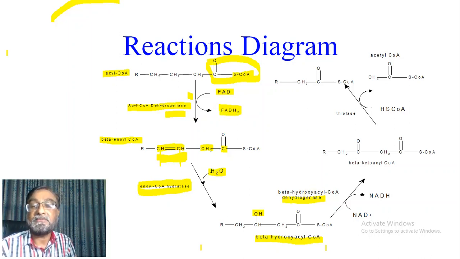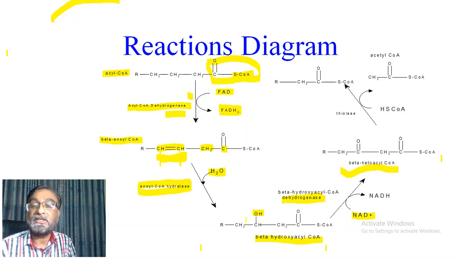At this stage, where this dehydrogenase is involved, NAD is converted into NADH2, and this NADH2 is equal to 3 ATPs, right? So beta hydroxy acyl CoA is converting into beta keto acyl CoA. Look at this one, that was the previous step, the oxidoreductase class, dehydrogenase. So that is again an oxidation process.